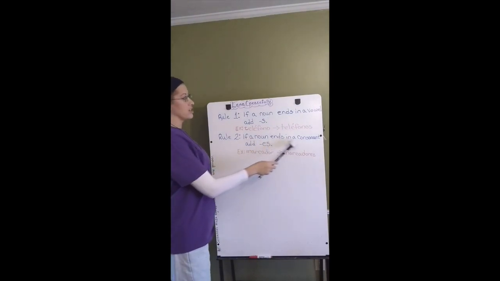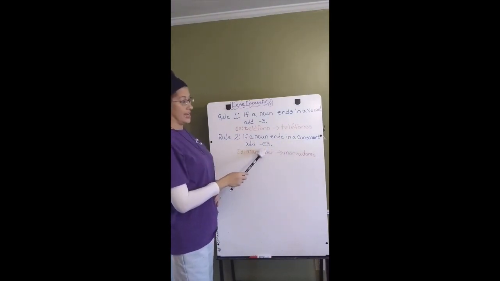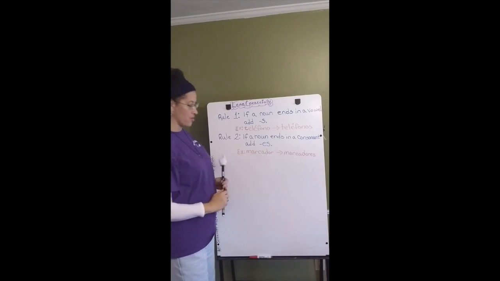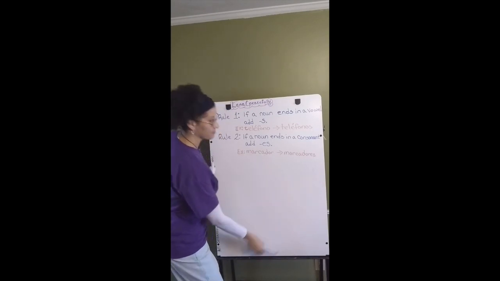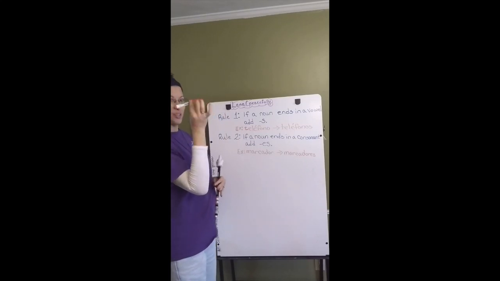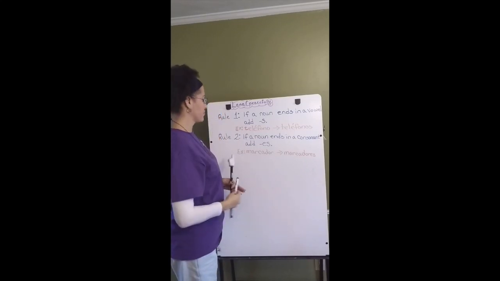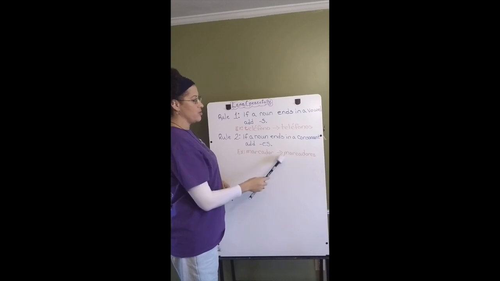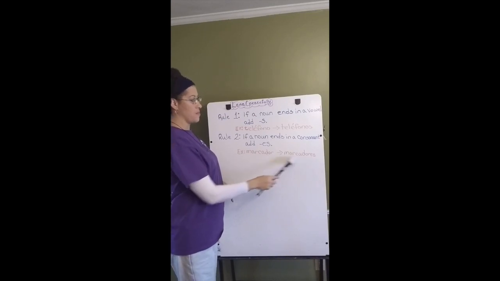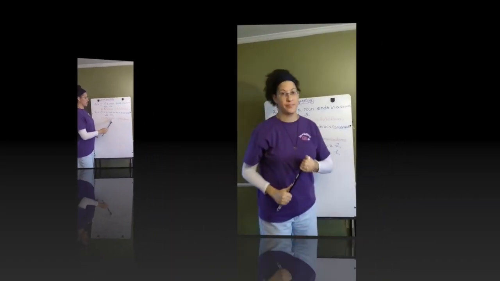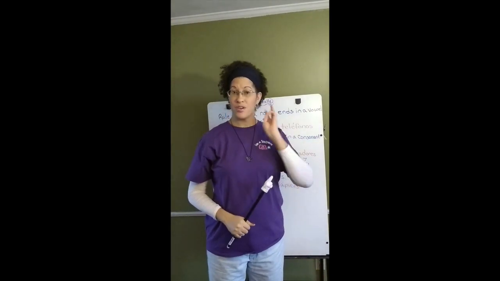Okay, rule number 2. If a noun ends in a consonant, add ES. Here's your example, the word marcador. What does marcador sound like? Marker. Marcador is a marker. When you add the ES to it, you have marcadores. Marcadores.